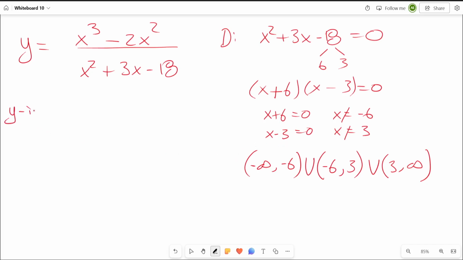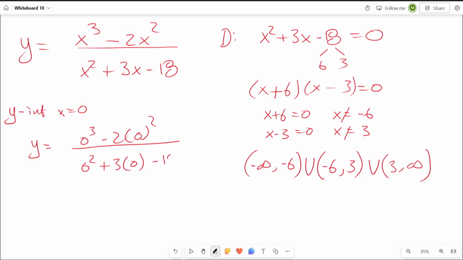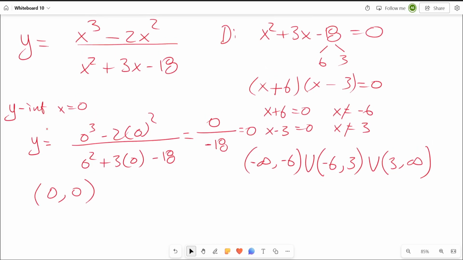Okay, let's find our y-intercept by setting x equal 0. So y is going to equal 0 cubed minus 2 times 0 squared over 0 squared plus 3 times 0 minus 18. So this whole numerator is 0 over 0 plus 0 minus 18, so minus 18. 0 over anything is basically 0, so my y-intercept is 0. So I'm going to have the y-intercept as 0, 0. And since x is 0 as well, I know that 0, 0 is also an x-intercept. However, let's try to see if we will find another x-intercept.